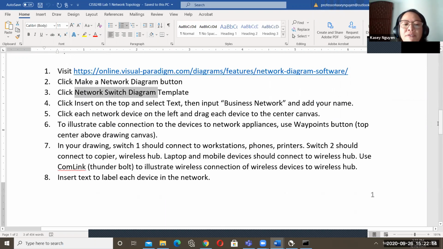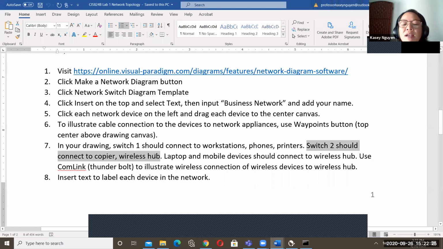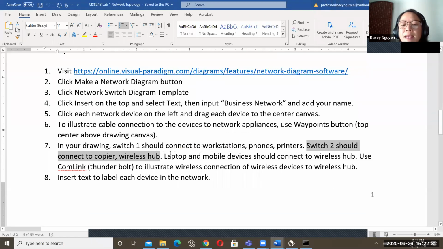I typed it out for you. So on one switch, you're going to connect all the workstations, the phone and the printers. On switch 2, you're going to connect the copier and the wireless hub, so you can connect mobile devices to it. Near the wireless hub, you should have some mobile devices along that line. Okay. So I'm going to do a brief one real quick to show you.